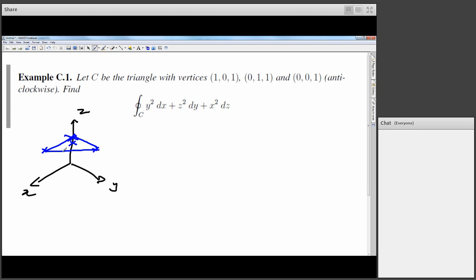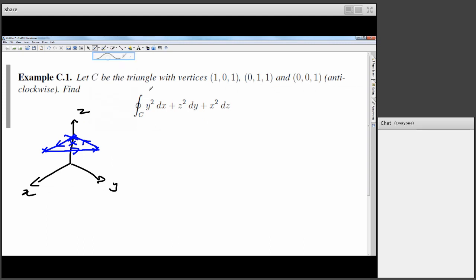Looking from above, we're going to traverse it anti-clockwise. So this is our surface, or curve, actually just a curve, really. The outside of the triangle is just the curve. And what we want to do is a vector line integral around this particular curve.